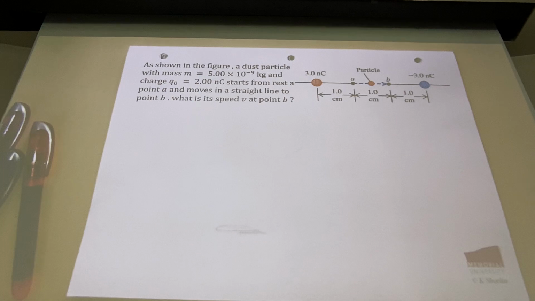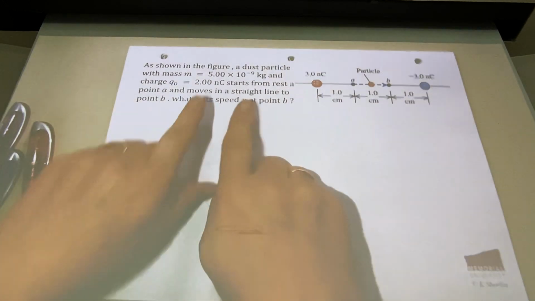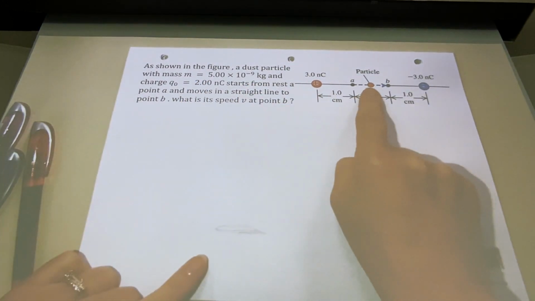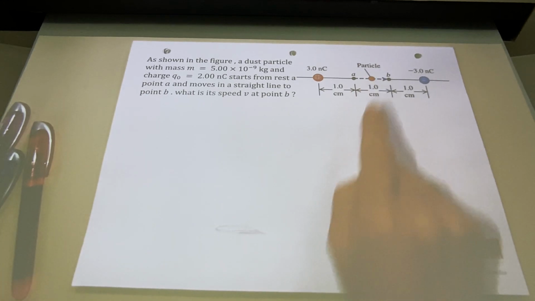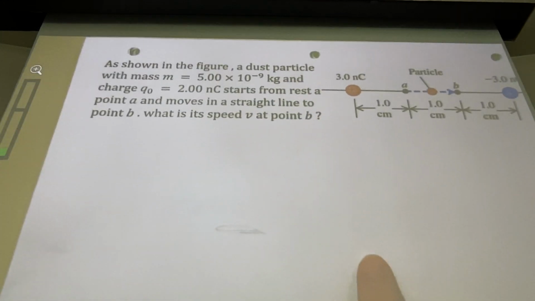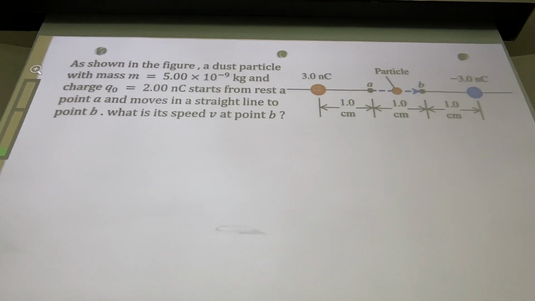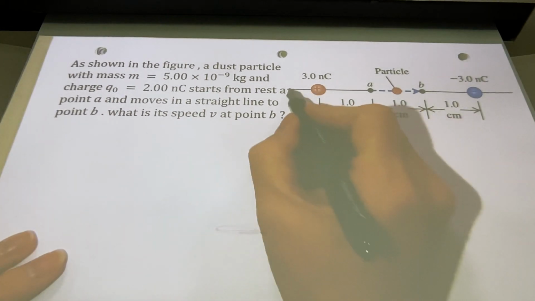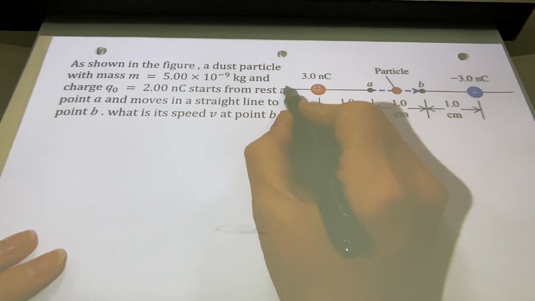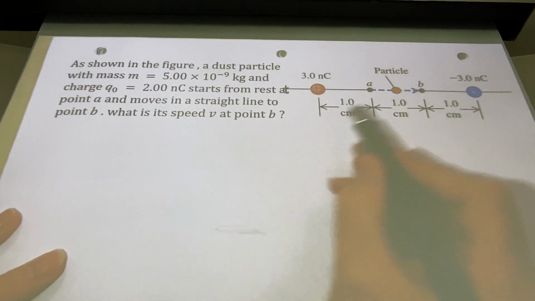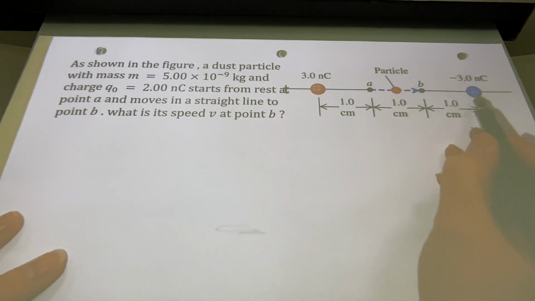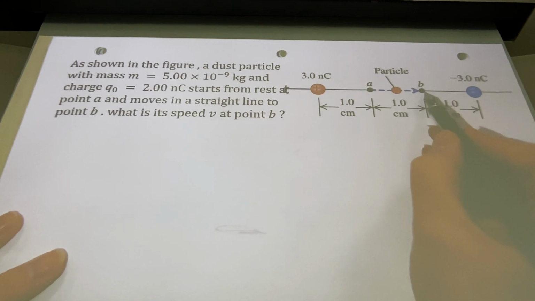So in this example, we have a dust particle with a very small mass. There's our dust particle right here. And it has a small charge, 2 nanocoulombs. It starts from rest at point A. My T got cut off there. I'll just put that T back in. And moves in a straight line towards point B. What is its speed at point B?